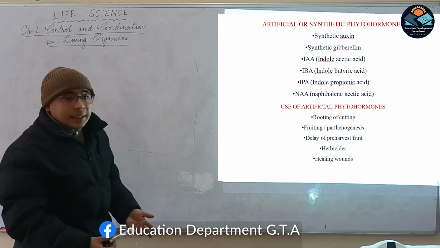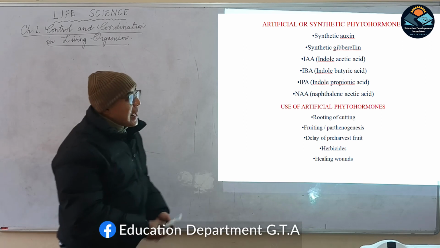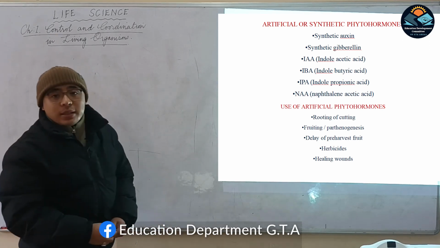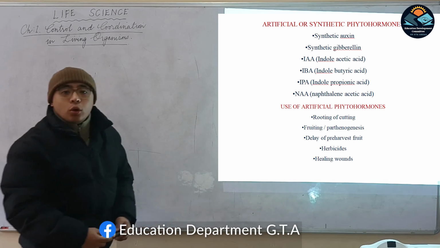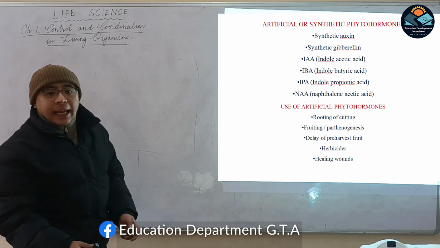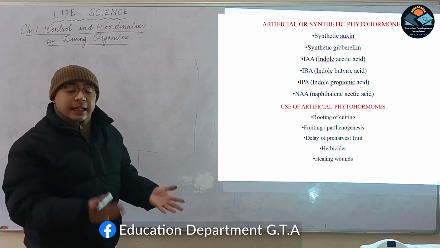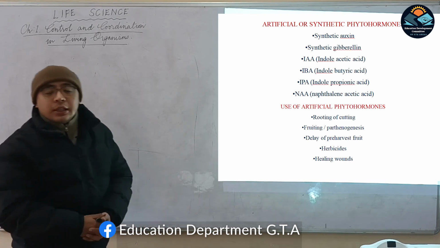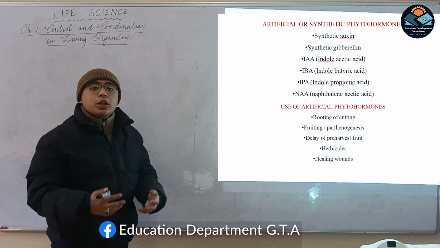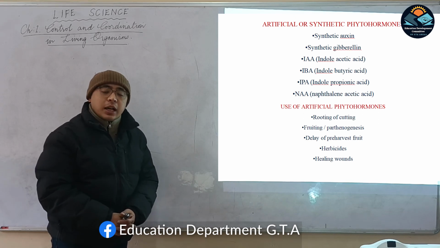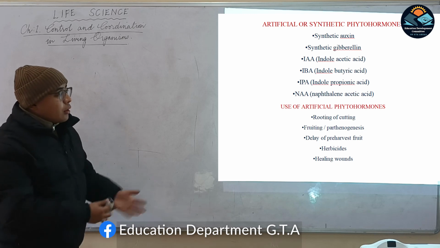Synthetic auxin, synthetic gibberellin, we have IAA, which stands for indole acetic acid, IBA, which stands for indole butyric acid, IPA, which stands for indole propionic acid, and NAA, naphthalene acetic acid. So these are the names of some of the different artificial or synthetic phytohormones. Now let us look at the different uses of synthetic and artificial phytohormones. So here are a number of uses.